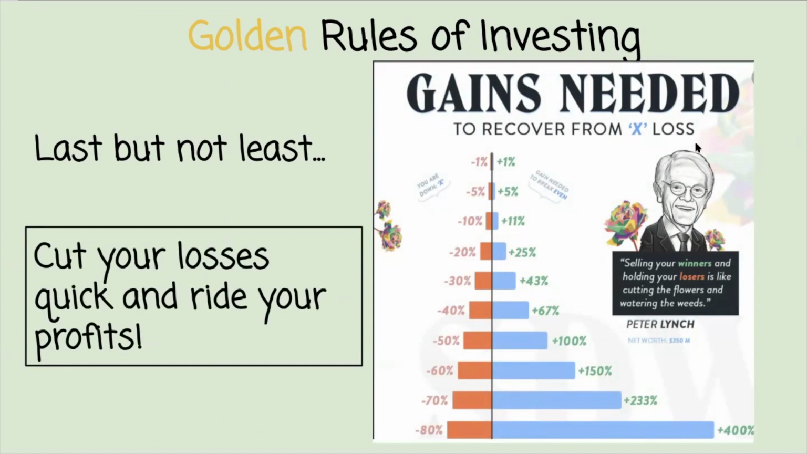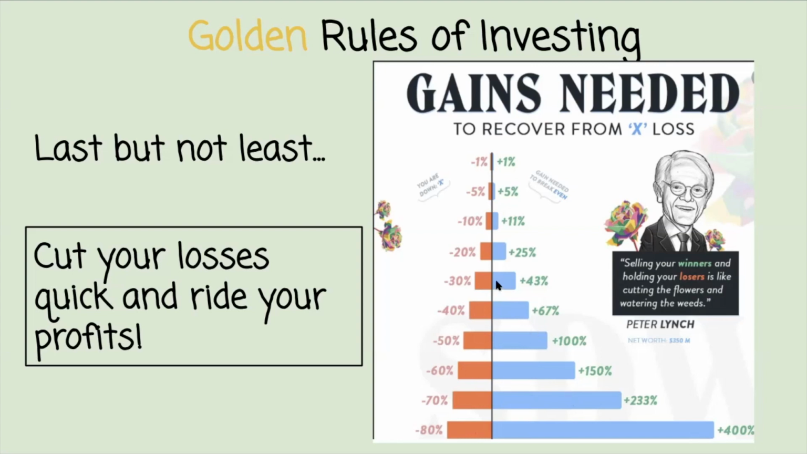And this chart I have gives you an idea of, if you lose 1%, you only need 1% to gain it back. If you lose 5%, you only need 5%. 10%, you only need 11% to gain it back. But you see, as the losses get bigger, if you take a 50% loss, you need a 100% gain to just make up and be even. 80% is over 400% gain.